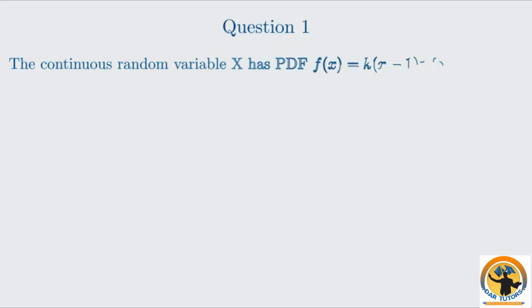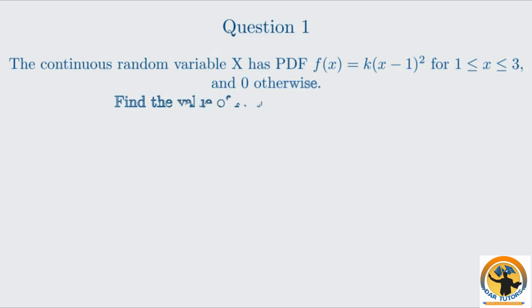Let's conclude our session by tackling 5 practice questions, designed in the IB style. Take some time to solve them yourself, then follow along with the solutions. This is where the real learning happens. Our first question involves finding an unknown constant k in a PDF. We then need to use that PDF to find a probability.